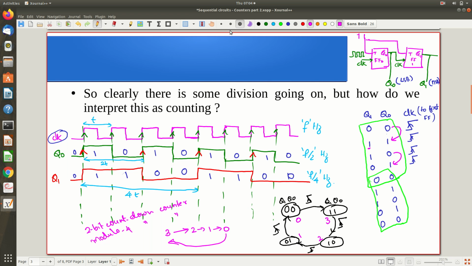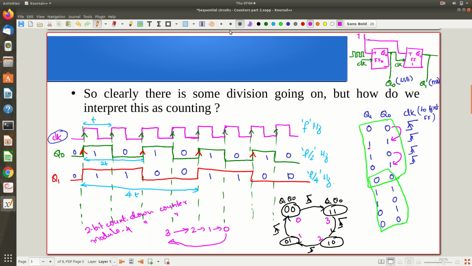Okay, so I request all of you to try the same thing. You extend with one more flip-flop, and try 3-bit counting. Okay, 3-bit down counting will happen, you can check it, or modulo 8 counting will happen. Some 8 states you will get, but you should understand how those 8 states are coming. Okay, so work it out and try it in your own way.